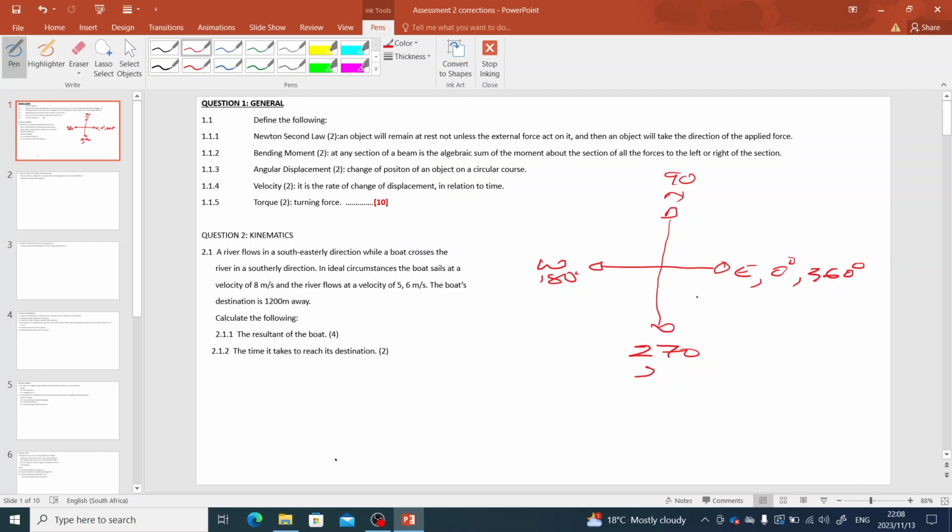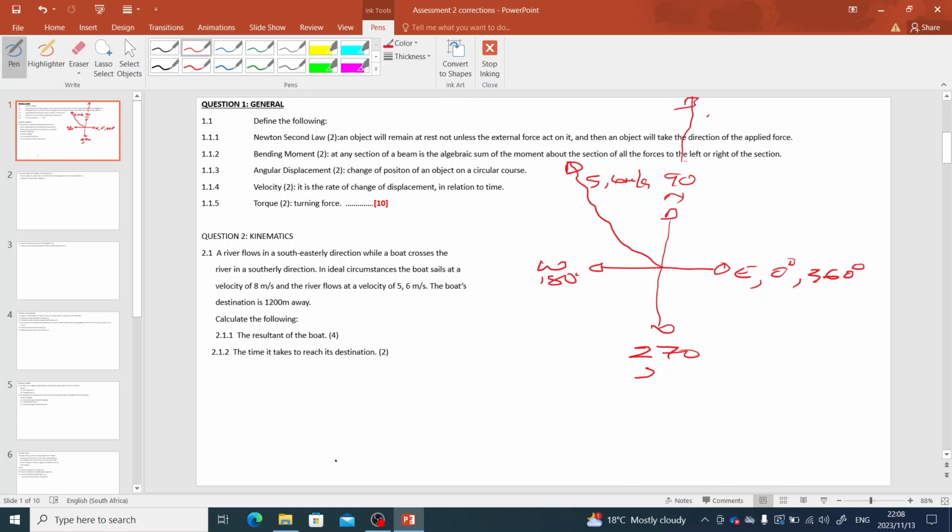We said that the river is flowing southeasterly. That means it is heading in that direction. Southeasterly, that is the river. At what speed? The river is at 5.6 meters per second. Then the boat crosses the river heading where? North. At what speed? 8 meters per second.